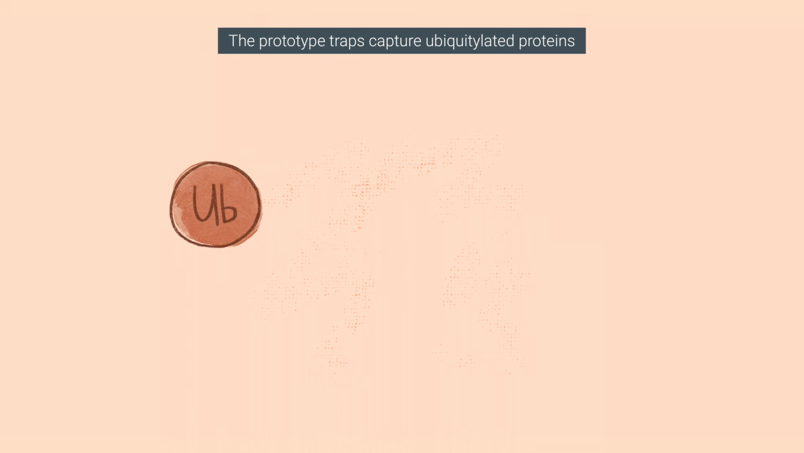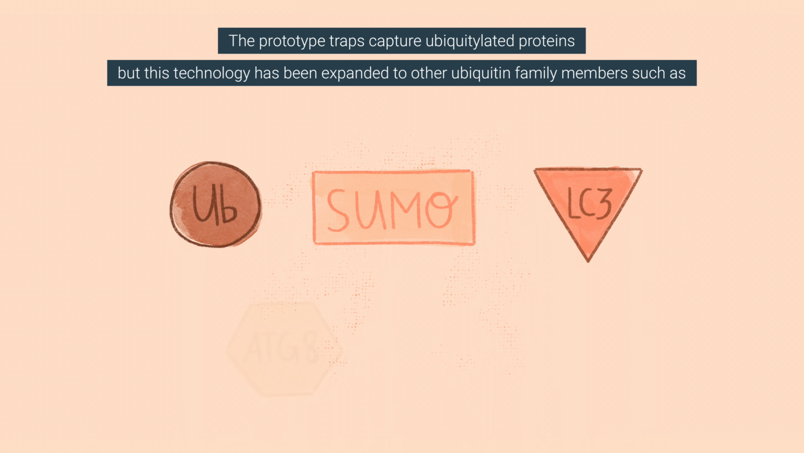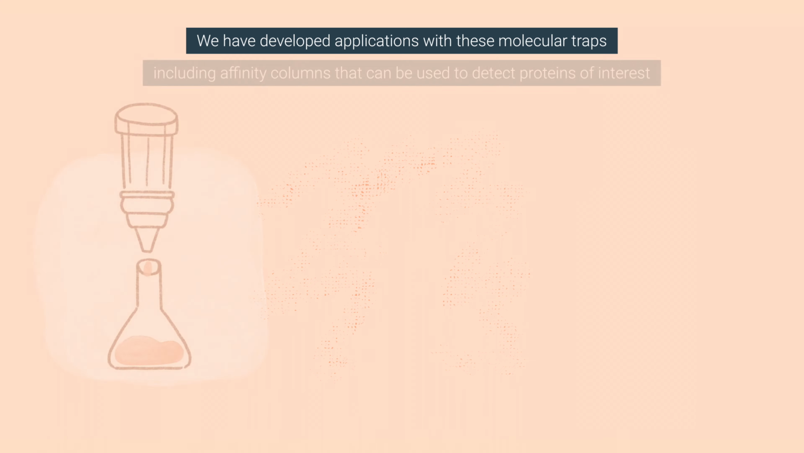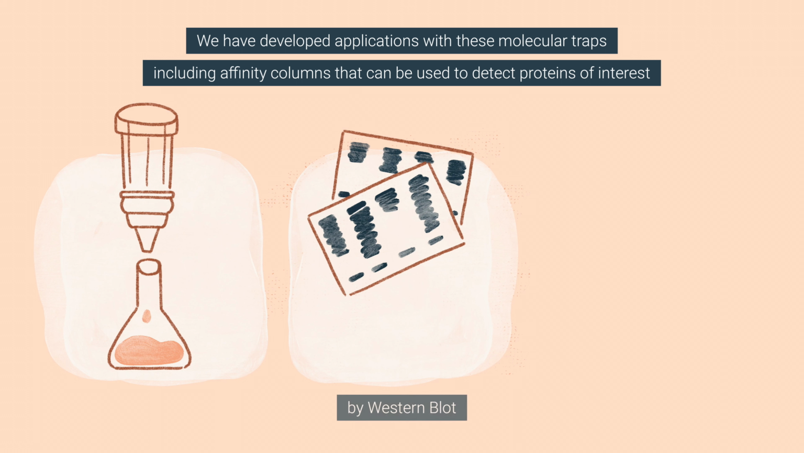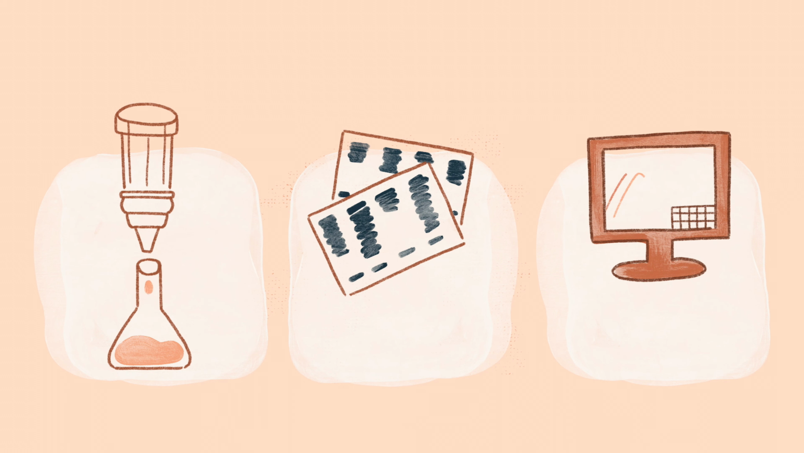The prototype traps captured ubiquitylated proteins, but this technology has been expanded to other ubiquitin family members, such as SUMO, LC3, ATG8, or NEDD8 molecules. We have developed applications with these molecular traps, including affinity columns that can be used to detect proteins of interest by Western blot, but also to identify proteomes using mass spectrometry.